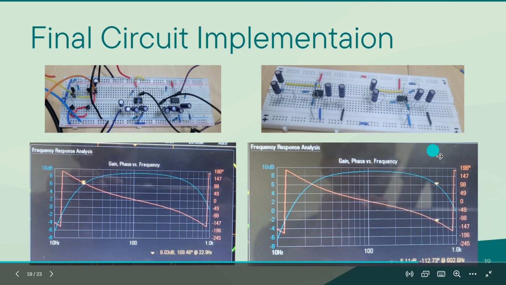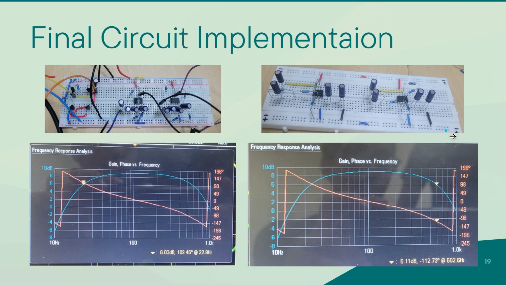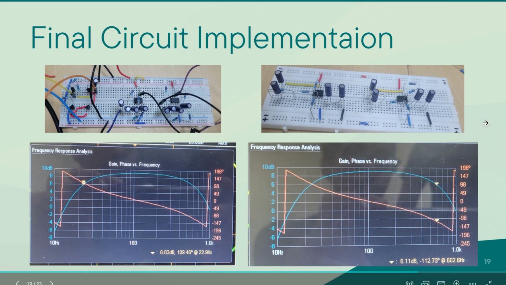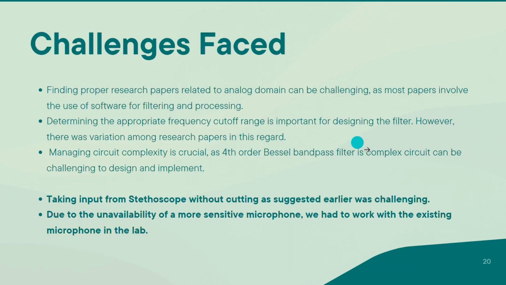So we were successfully able to implement the filter as we desired, and our frequency range is around 20 to 600 hertz, which is enough to detect the heart sound waveform.